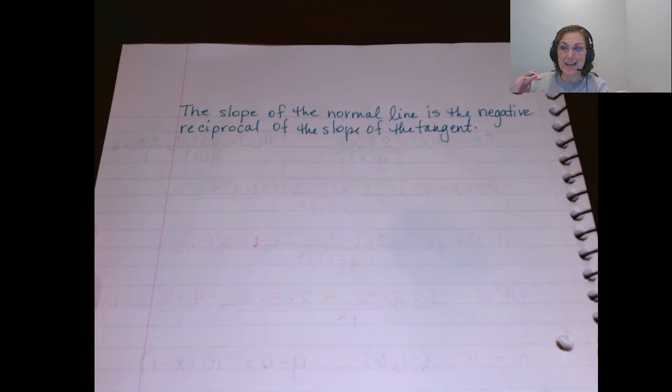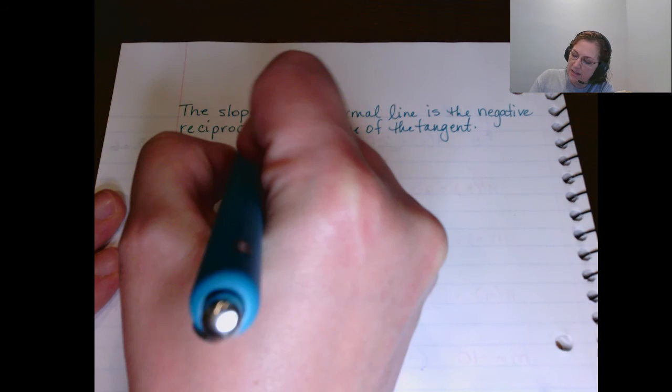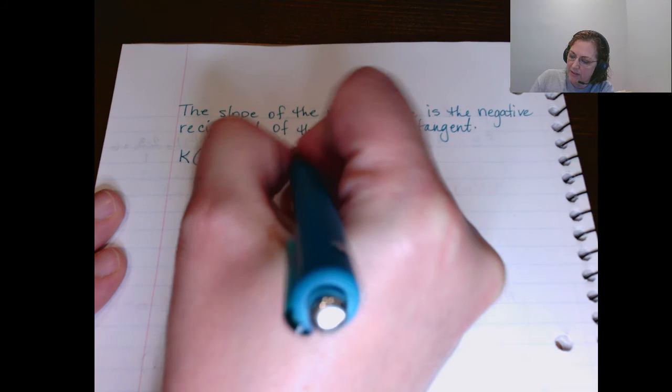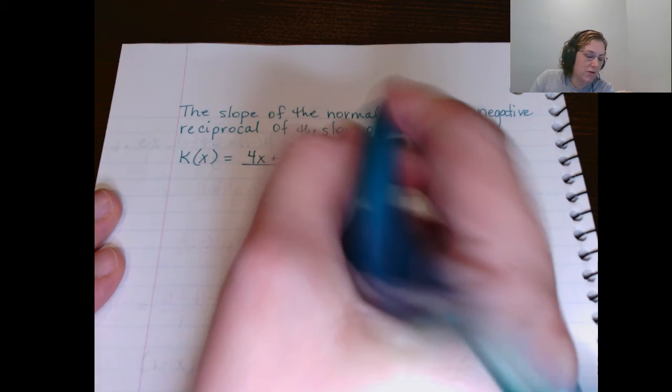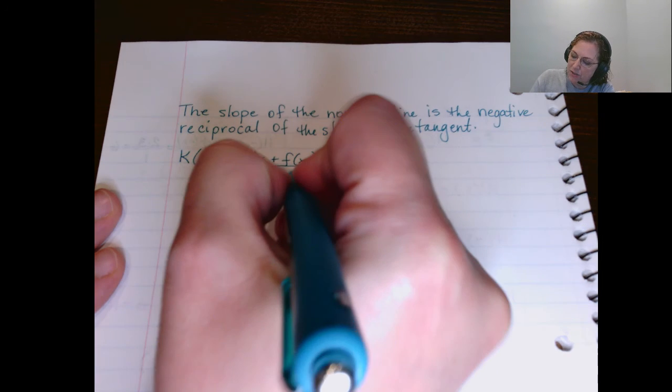Now, why is that? It's because the tangent line is perpendicular to the normal line. The normal line is perpendicular to the tangent line. So in essence, we're going to take the derivative to find the slope of the tangent, and then we're going to flip it and change the sign. All right, let's work on that derivative first. So we're told that k of x is 4x plus f of x over 3 minus g of x.